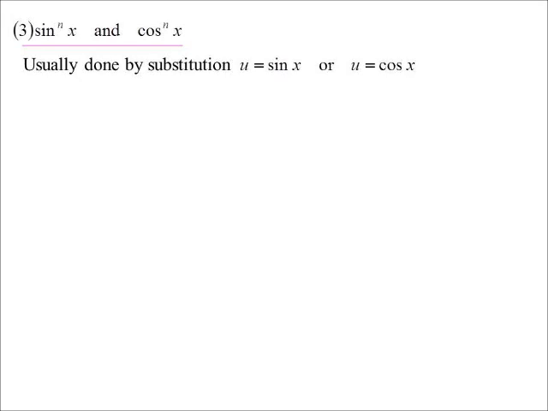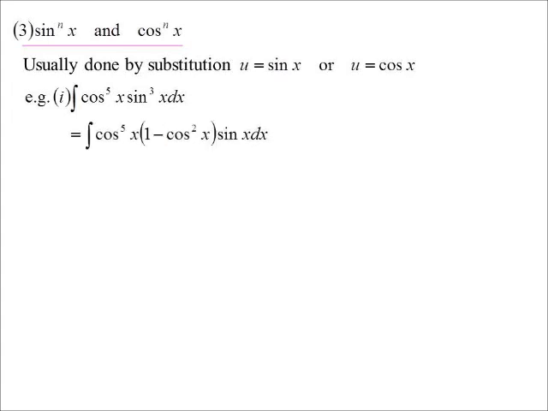Sine x or cos x, your choice, because you've got both of them there. I'll do it via a few examples here, rather than building up from 1, 2 and so on. Here I've got one where both of them are odd powers. Cos power 5 sine cubed. I'm going to rewrite the sine cubed as sine squared times sine. The sine squared I'll change to 1 minus cos squared.